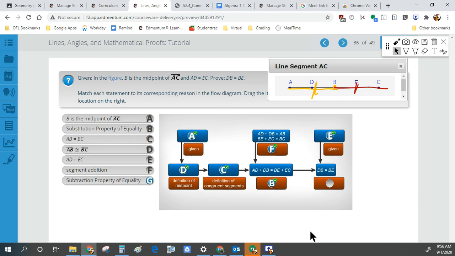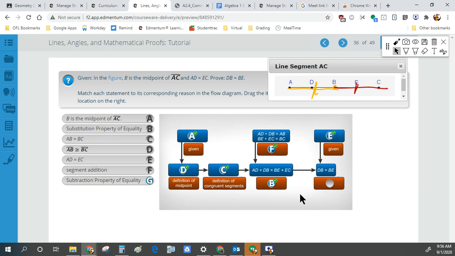I'm not the biggest fan of flow proofs. This looks like a huge mess to me. Some of you guys might see it like, okay, this is a fact we can just tell by the picture and go through it. This to me is a huge mess. I like two column proofs myself.